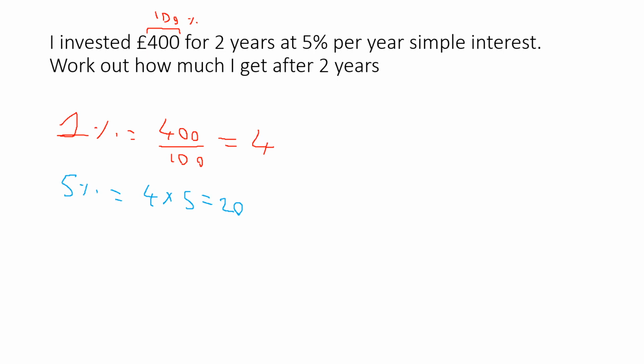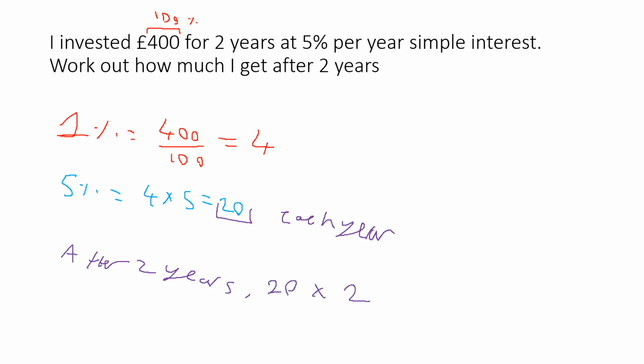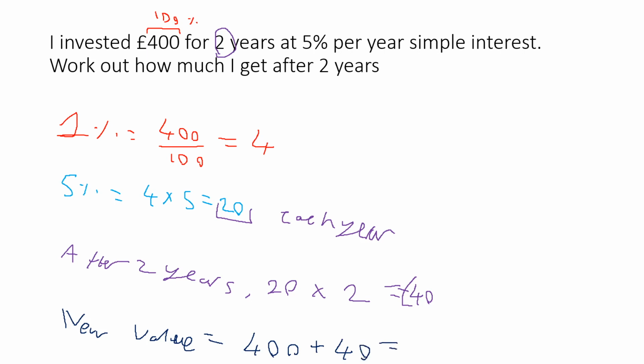Now, if I simply get £20 each year, after 2 years I will get 20 times 2, which is equal to £40. So therefore, my new value is going to be equal to 400 plus 40 quid, which is equal to 440 quid. And that is our final answer.